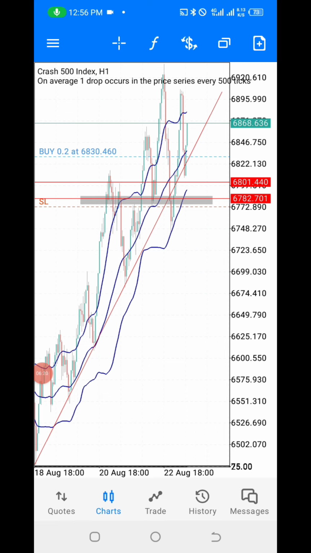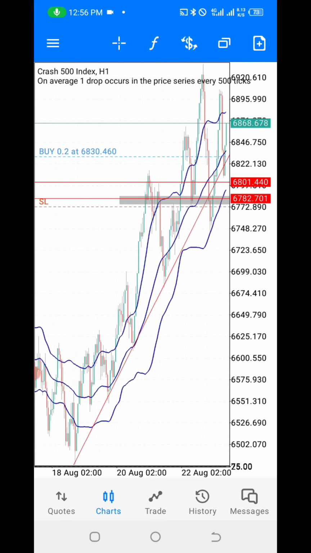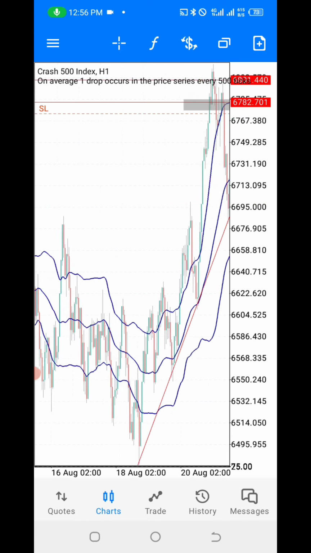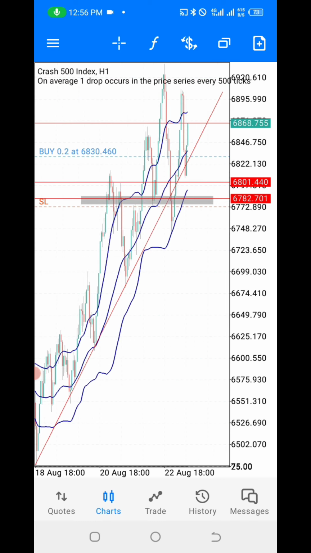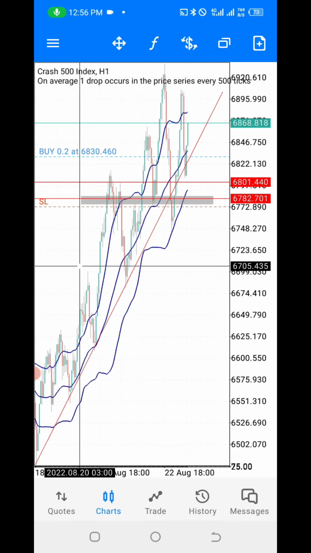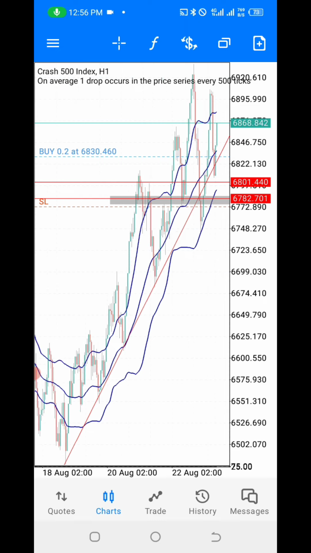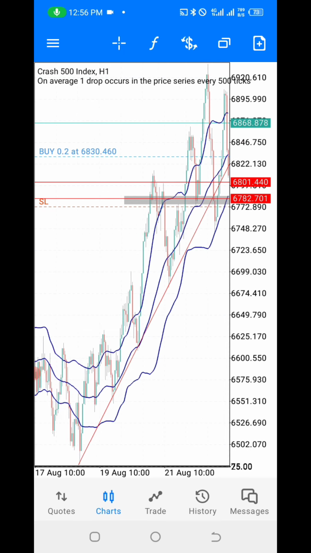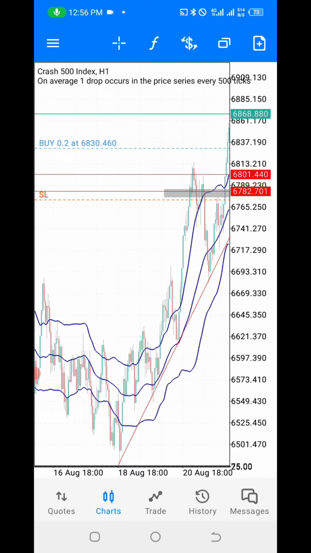in general, this market is on a bullish move. Okay, the Crash 500 has been on a bullish move since about 2 days ago or thereabout. Okay, yeah, it's about 2-3 days ago. It's been on a bullish move, but then I discovered that this is where the change of trend started somewhere here now.